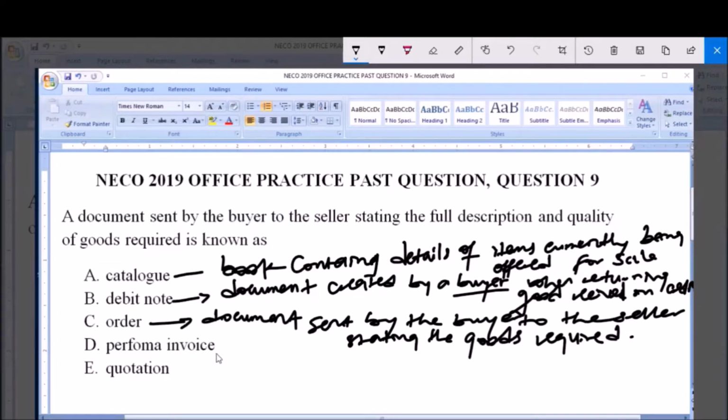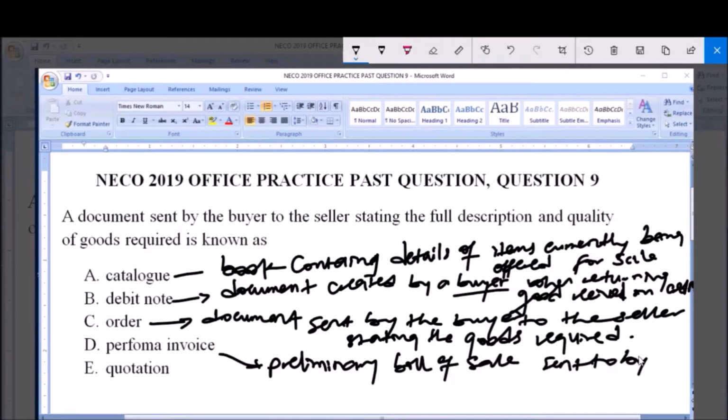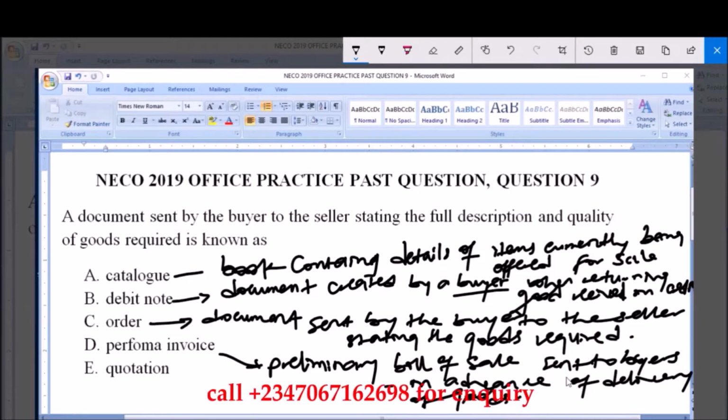Now this is performer invoice. Performer invoice is simply a preliminary bill of sale sent to buyers in advance of delivery of goods. So this is a preliminary bill. The seller sends this preliminary bill to the buyers. This performer invoice notifies them of their delivery of goods.